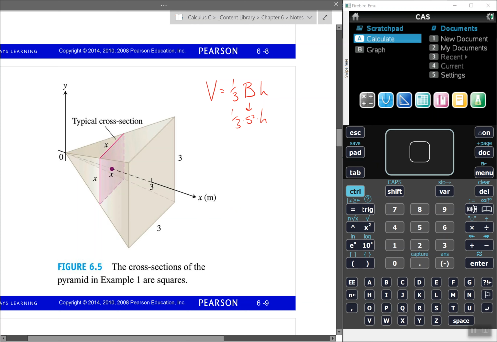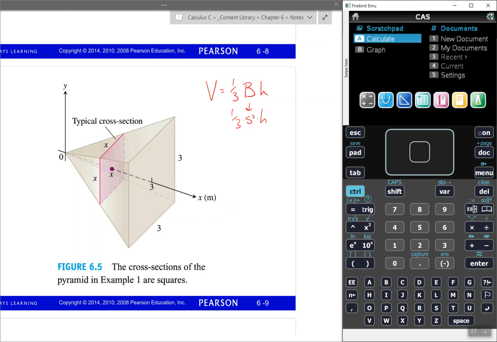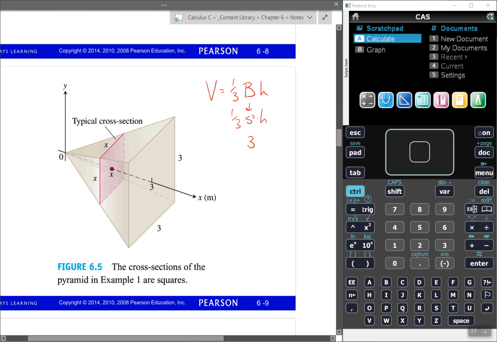Okay, so the base has sides that are 3. So put that in there, so 3 squared. We still have this 1/3 out front. And then the height of this, it's kind of weird to see with the perspective they've drawn here, but the end of this square here ends at 3 on the base. So the height of this pyramid is 3.